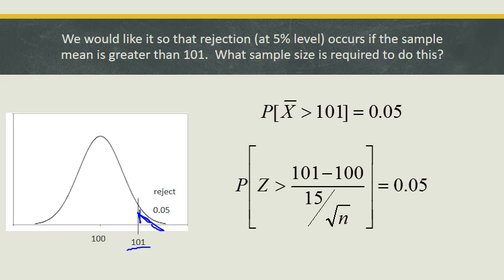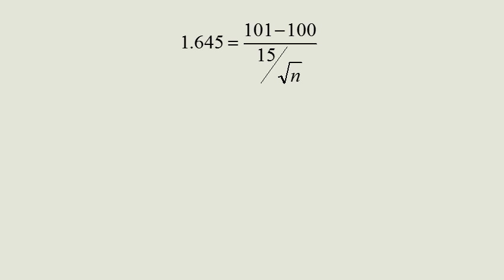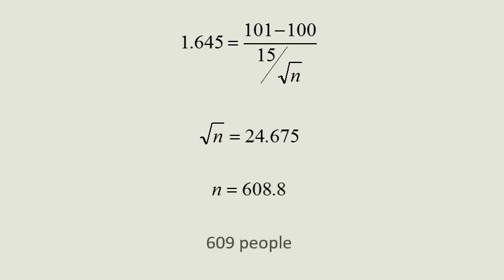In the z distribution, 5% area in the right tail means that z is equal to 1.645. Create z by subtracting the mean and dividing by the SD, and then set it equal to 1.645. And solve for n. You should get 609 people as the required sample size.